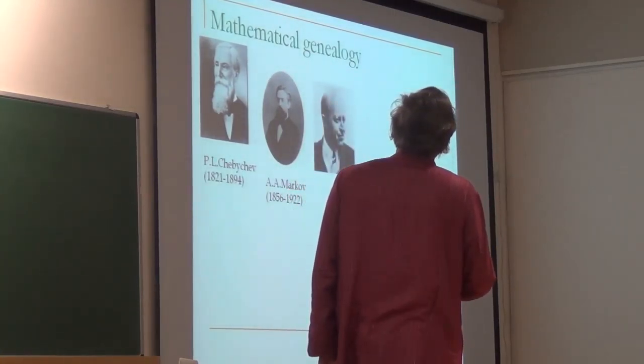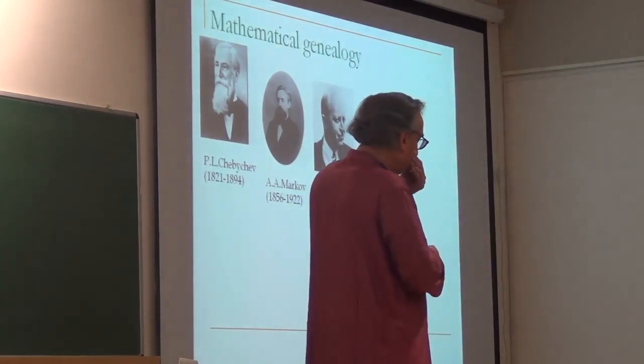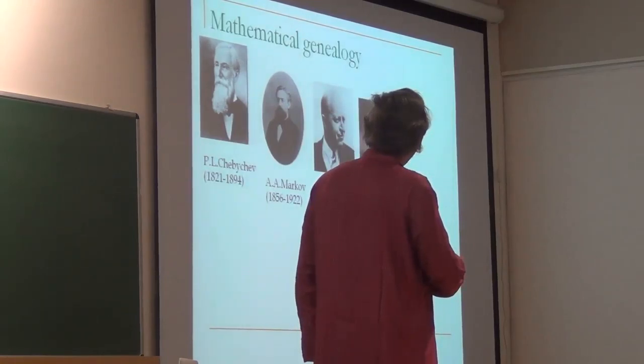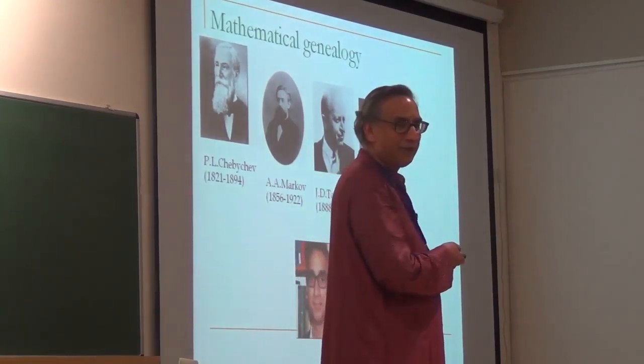And Markov had a student by the name of Tamarkin, who some of you may know. He ended up at Brown University. And Tamarkin had a student by the name of Lamer. Lamer had a student, Harold Stark. Harold Stark had yours truly. So this is my connection to Chebyshev and Markov.